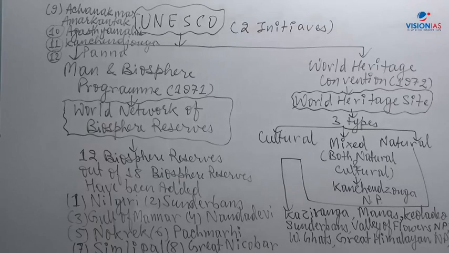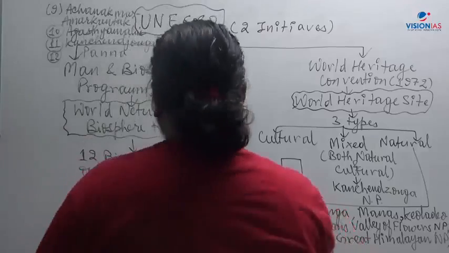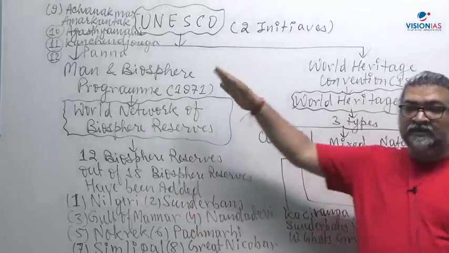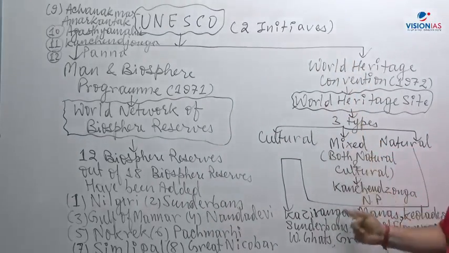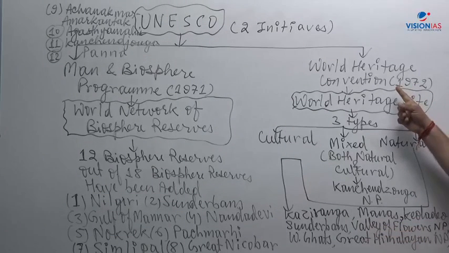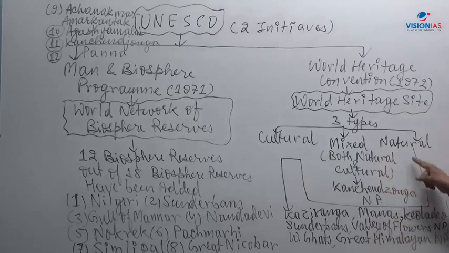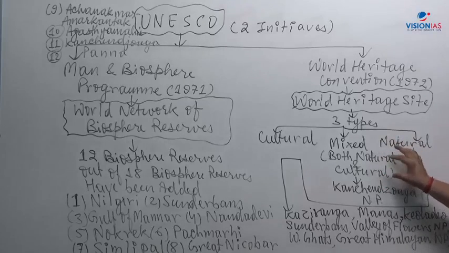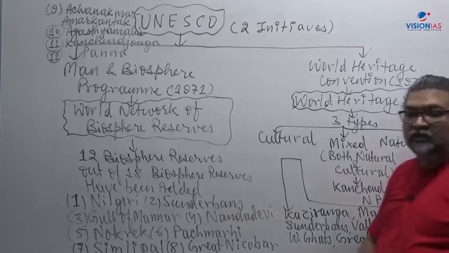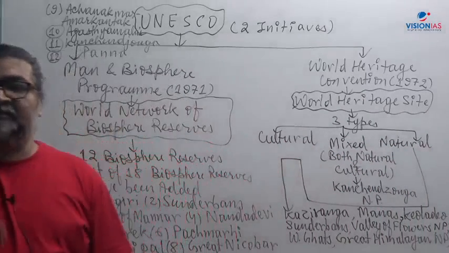There are two programs and you have two lists on that. One is on Biosphere Reserves. Out of 18 Biosphere Reserves, we have 12 of them listed here. There's another program on World Heritage Sites and natural sites. These are the natural sites written on the board, inscribed under World Heritage Sites, and Kanchenjunga National Park is the mixed category, both cultural and natural. Whereas the only natural ones are the list I've written at the bottom here. Two programs of UNESCO, from the international perspective.